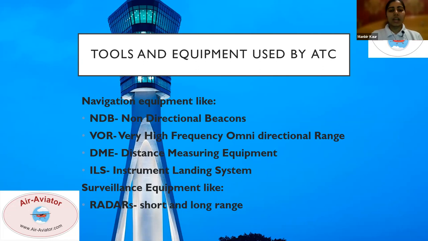If I talk about the surveillance equipment, through the radars they can check the location, or they can track the route of an aircraft. These could be short range as well as long range. ILS is a system which is designed to help an aircraft for the landing.